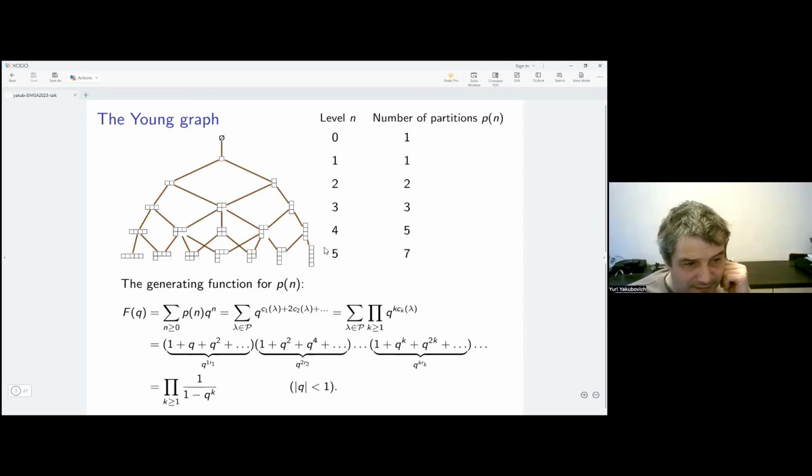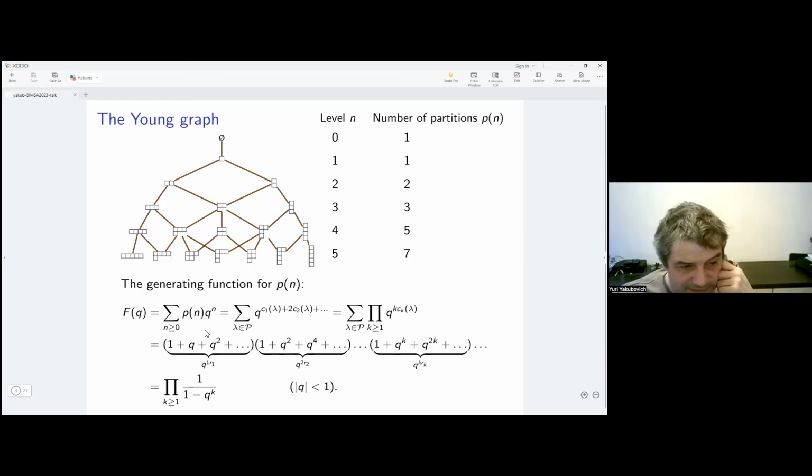And here I drew the first 6 levels of the Young graph, since we number levels from 0, and the corresponding number of vertices in each level. This number of vertices is usually denoted p(n). It's the number of partitions of the integer n, and its generating function is well known since earlier. I actually want to give a short proof of this fact.